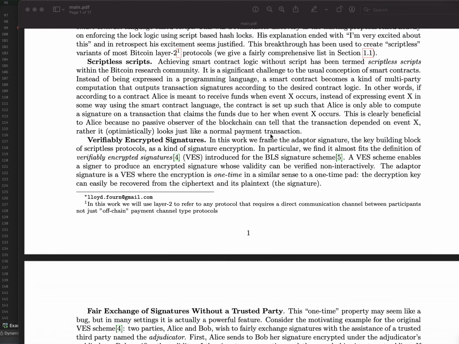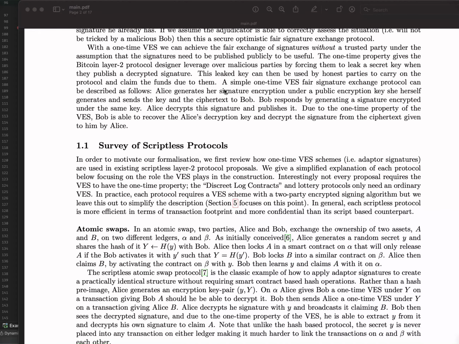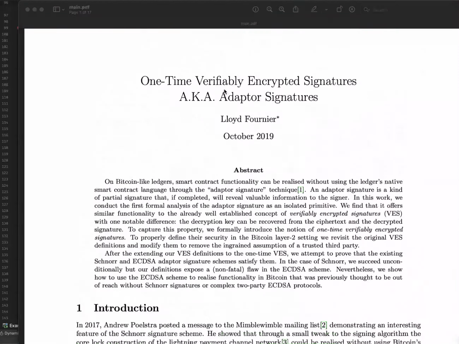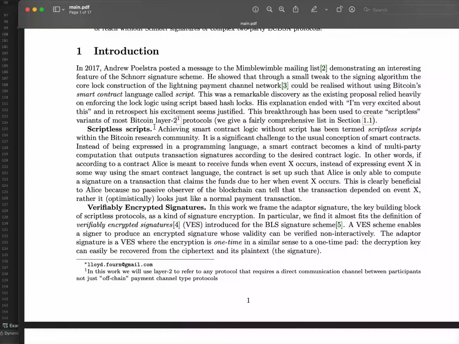So it will go through the introduction. It will explain to you what a fair exchange without a trusted party is, and what scriptless protocols or scriptless scripts are, and it gets explained in this section over here. And this is obviously explained by Andrew Poelstra.